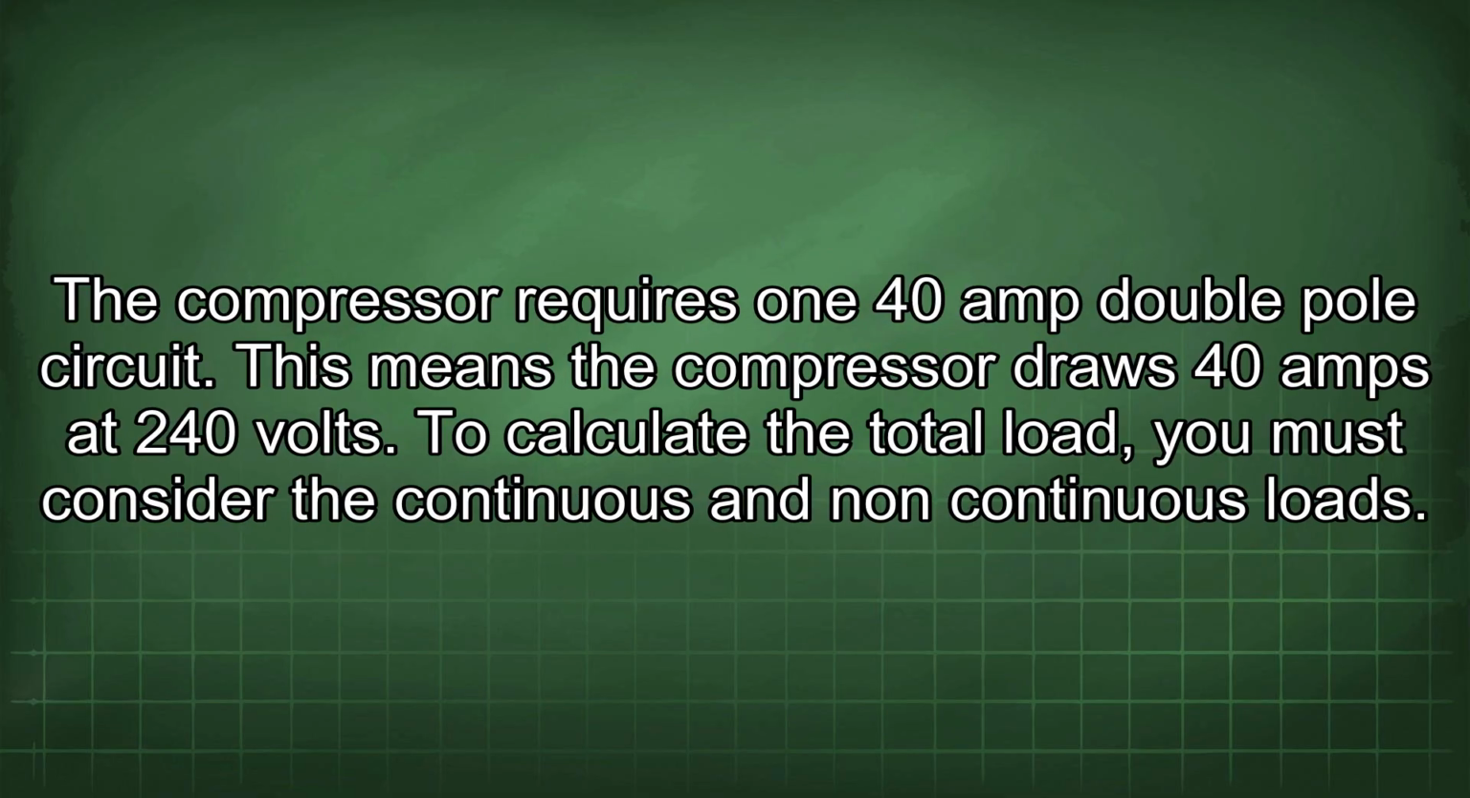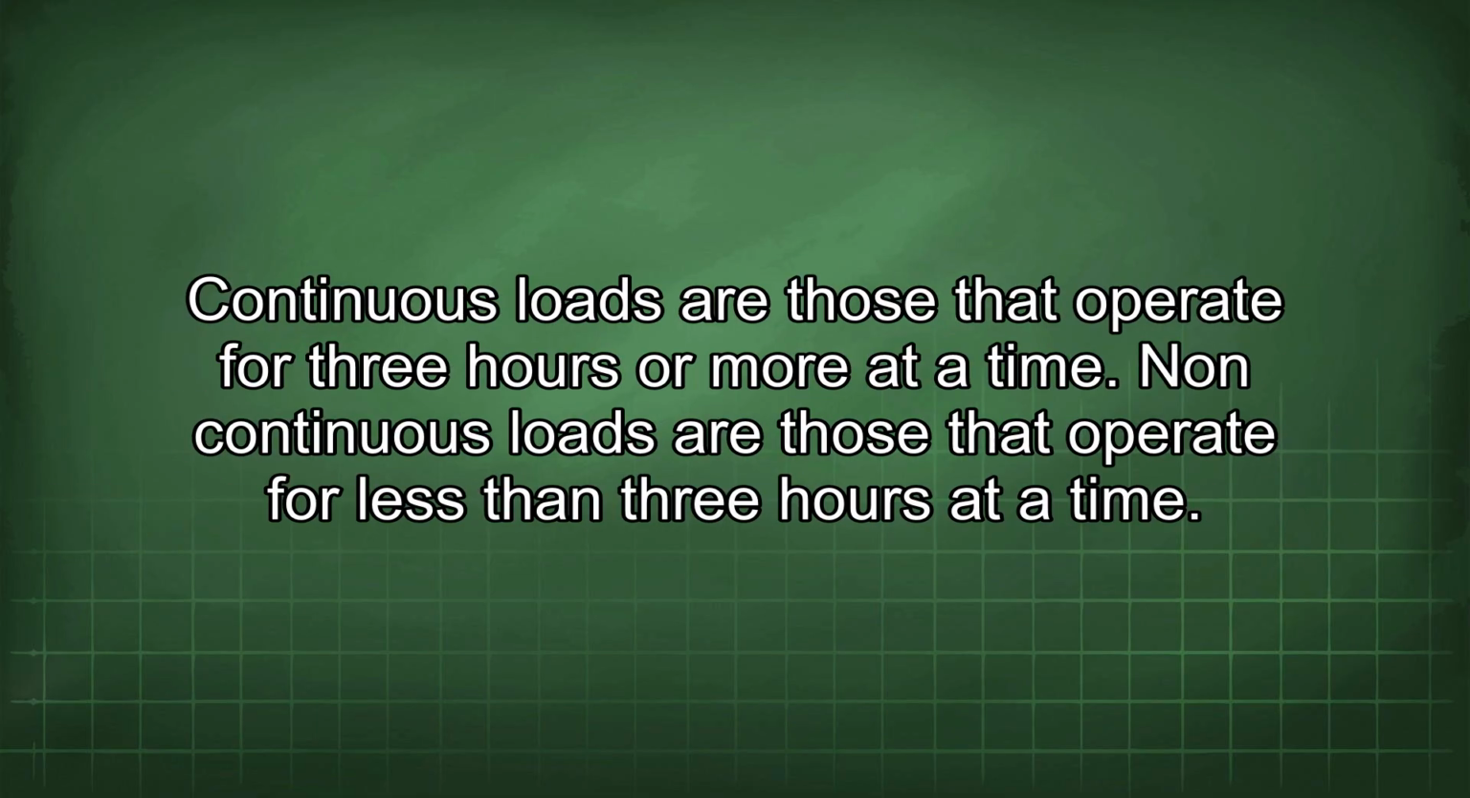The compressor requires one 40-amp double pole circuit. This means the compressor draws 40 amps at 240 volts. To calculate the total load, you must consider the continuous and non-continuous loads. Continuous loads are those that operate for 3 hours or more at a time. Non-continuous loads are those that operate for less than 3 hours at a time.